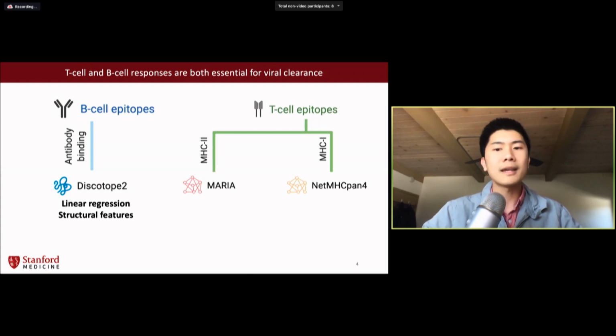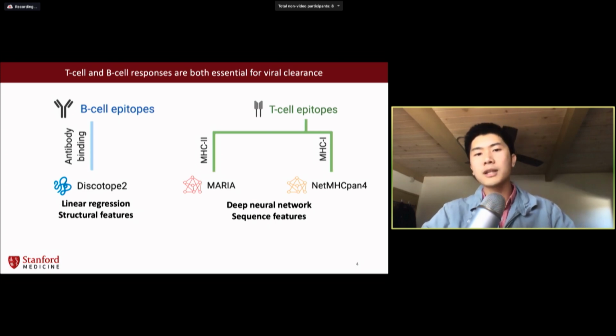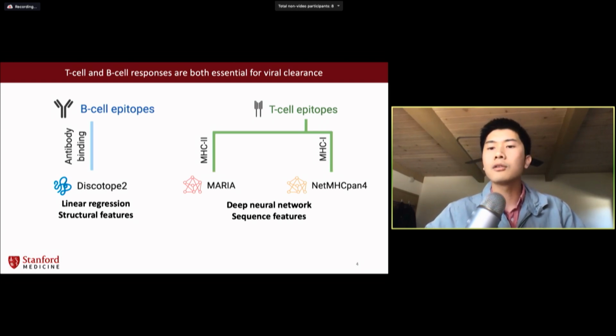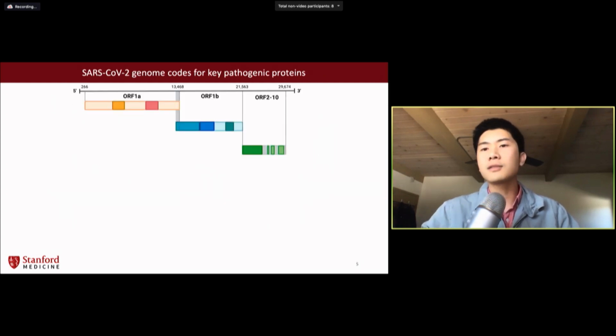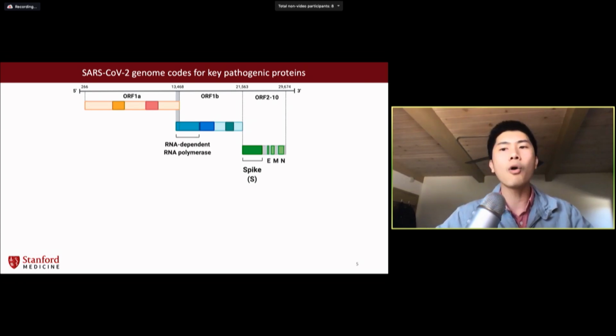This tool, COPE-TOPE, is a linear regression model to predict where antibodies bind based on the structure of a target protein. MARIA and NetMHCpan are two neural networks trained on a broad range of pathogen data as well as human data to identify regions that can be presented by human cells based on their sequence features. So we can run these computational tools on the whole genome of the novel coronavirus. The viral genome is a single RNA producing all pathogenic proteins, including spike protein.